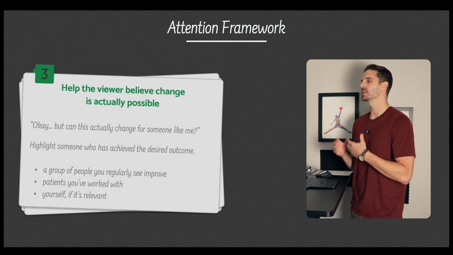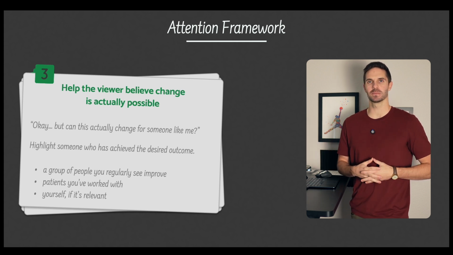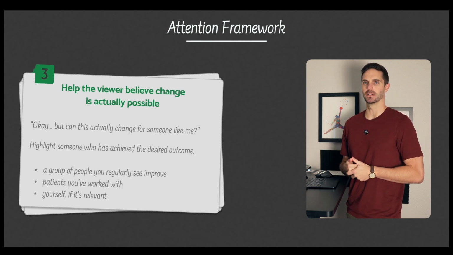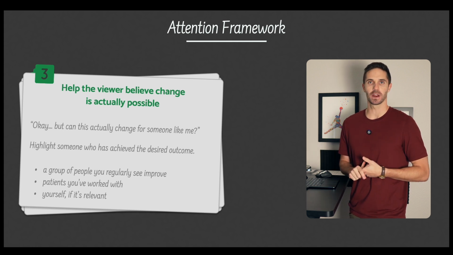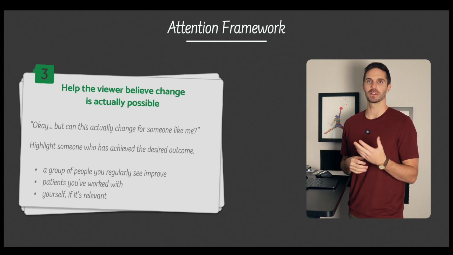Third, you're helping them believe that change is actually possible. So you're answering the question that they're having, which is, can this change for someone like me? So you do that by highlighting someone who's achieved the desired outcome. That could be a group of people you regularly see improve. It could be patients you've worked with, or yourself if it's relevant.